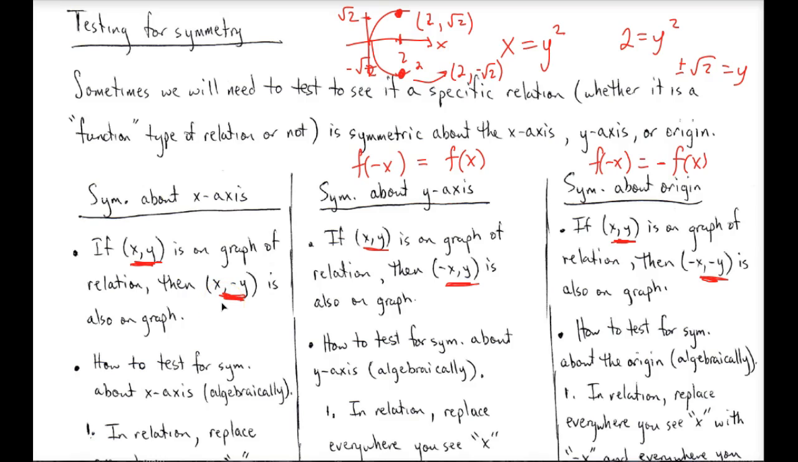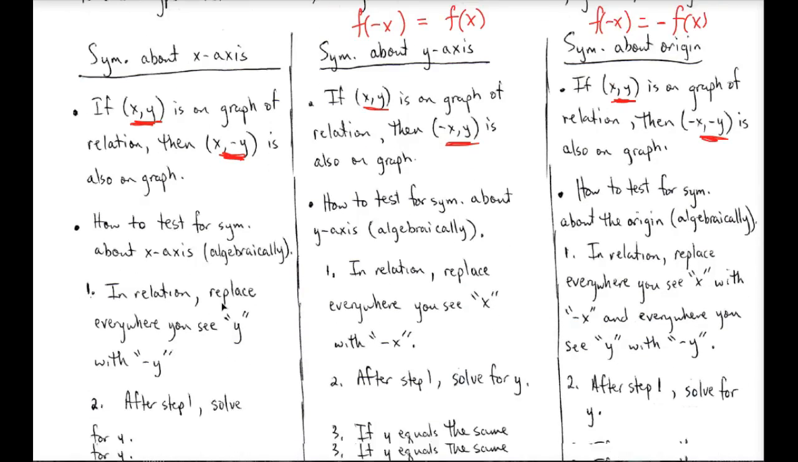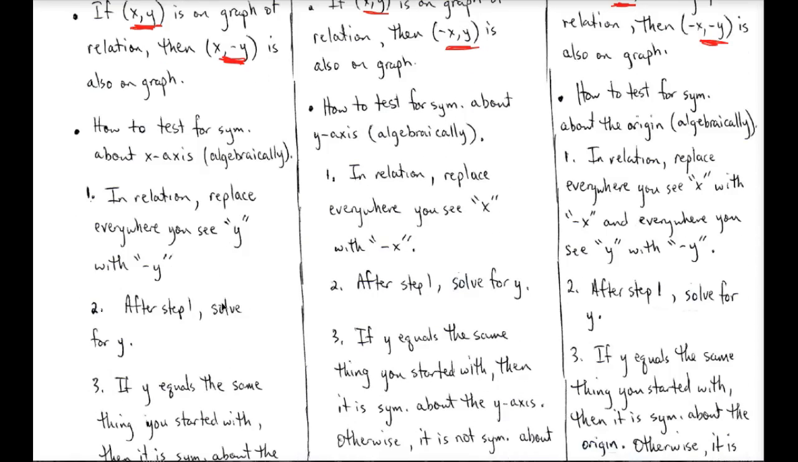And so why all this is important is because when we do our symmetry test, what we need to know is what we need to replace in the particular relation to be able to test for that particular symmetry, okay? And so I'm going to scroll down here so that we can see what those steps are.